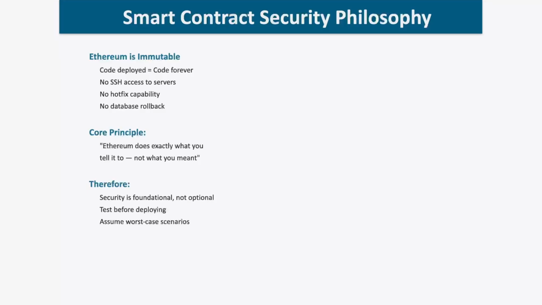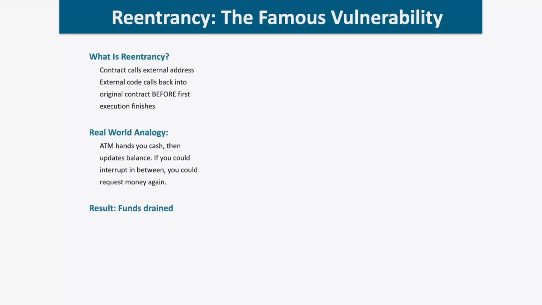Professional developers think differently. They ask themselves, what if someone sends 0? What if someone sends the maximum value? What if they call this function 1,000 times in a row? What if they call this function from another contract? What if they call function B before function A? You must anticipate every edge case and every misuse and every attack. Because once the code is deployed, you cannot fix it. This defensive thinking becomes second nature. Embrace it now.